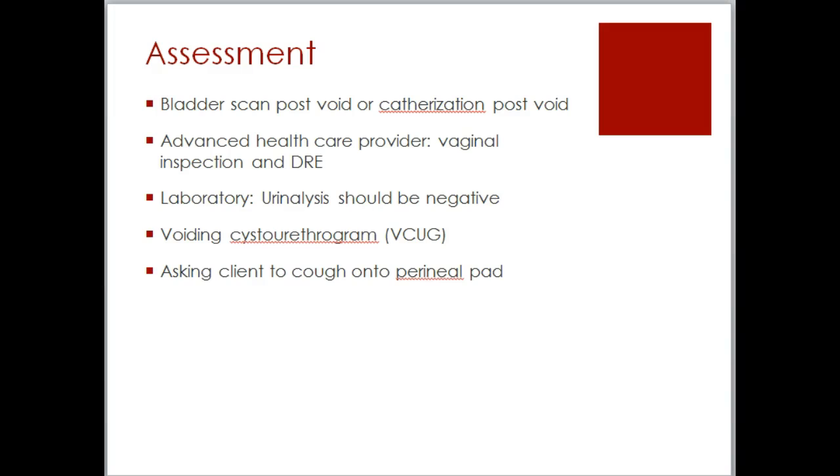And then also, the advanced healthcare provider can test the vaginal wall strength when they're doing this. We want to do a voiding cystourethrogram, and that's one of the other tests that they can do. And that's just assessing the size, shape, and support of the bladder. And they want to make sure there's no obstruction, and to see what the post-void residual is. Another thing that they can do is have the client cough, and then see if there's any leakage onto the perineal pad. Also, there are going to be some screening questions that you can ask them.